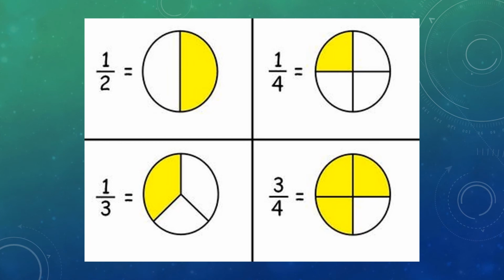But how many parts are there in all? How many parts was this whole divided into? 1, 2. 2 parts. So our fraction is representing what has been shaded. One part is shaded, and the circle was divided into 2 parts.